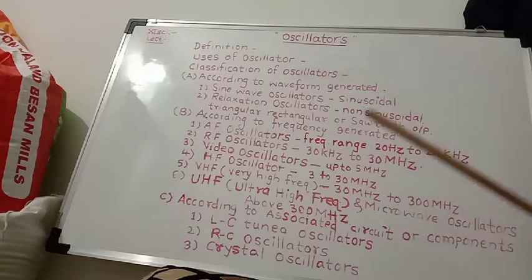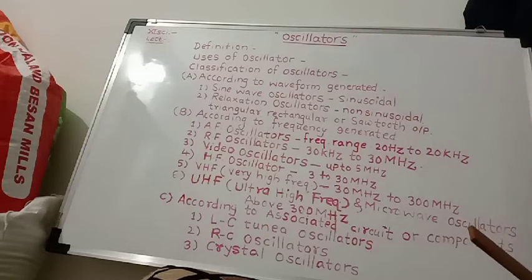These oscillators generate various types of electrical signals, sinusoidal or non-sinusoidal, with various frequencies. For example, 1 kilohertz, 10 kilohertz. Frequency is the number of cycles per second. So these oscillators generate various waveforms with various frequencies. First of all, we will study the definition of oscillator.